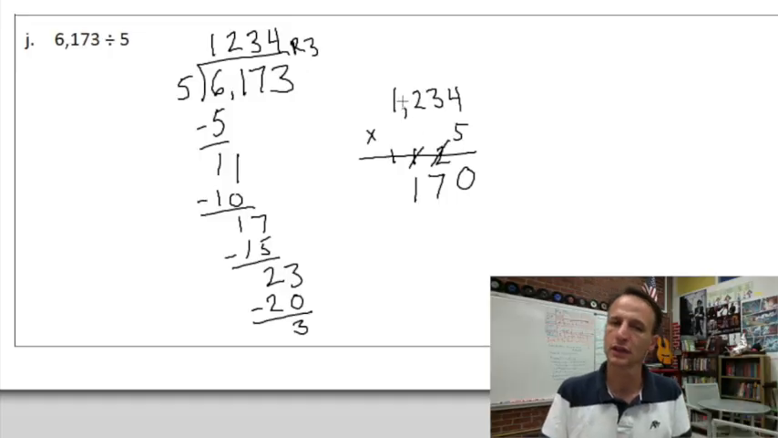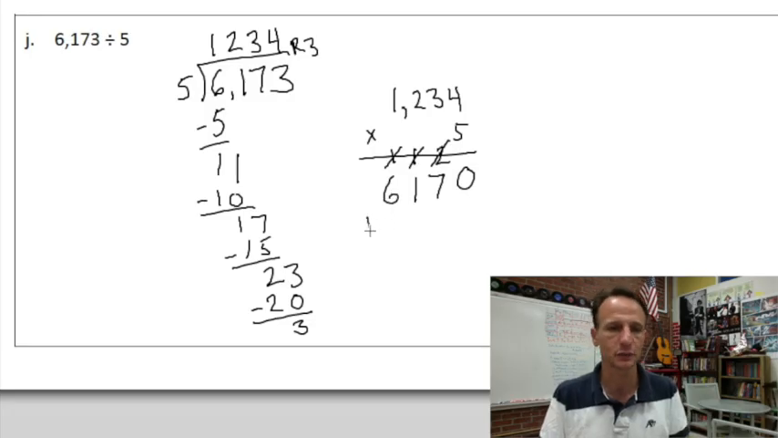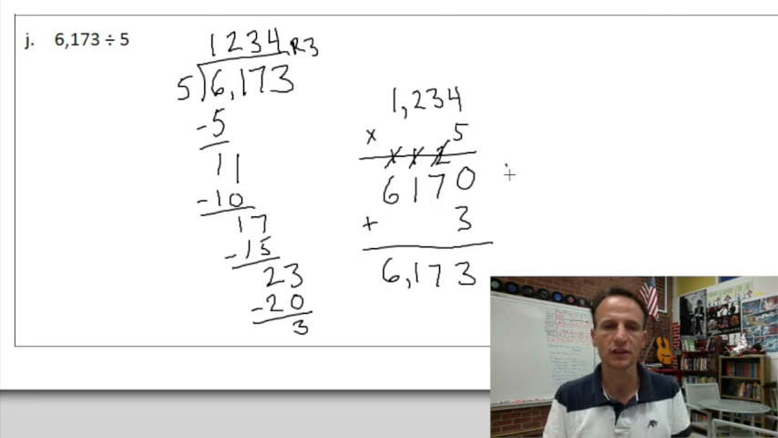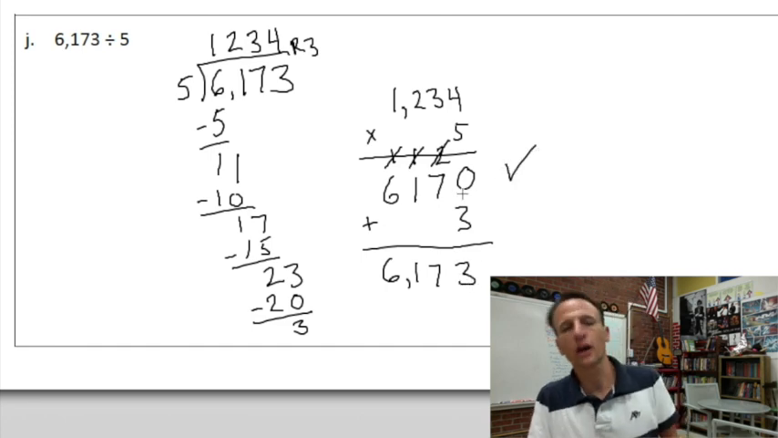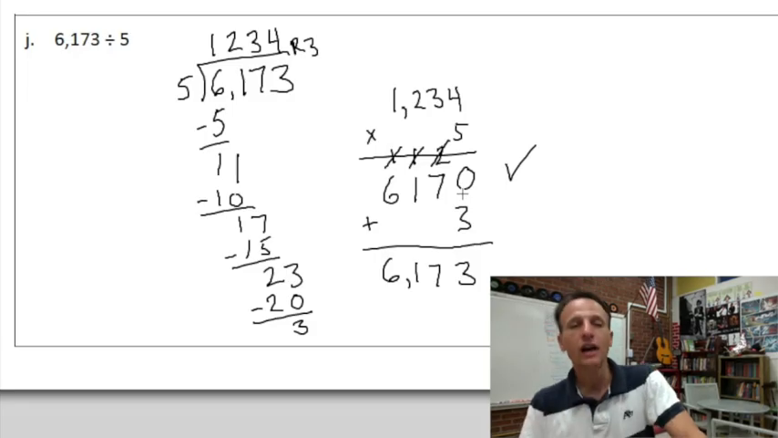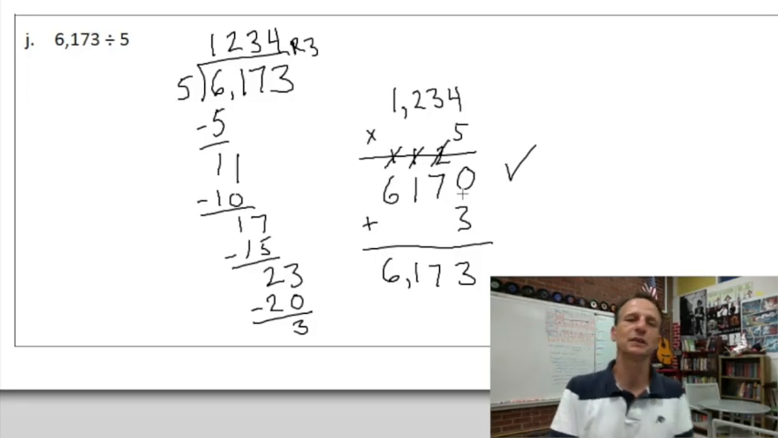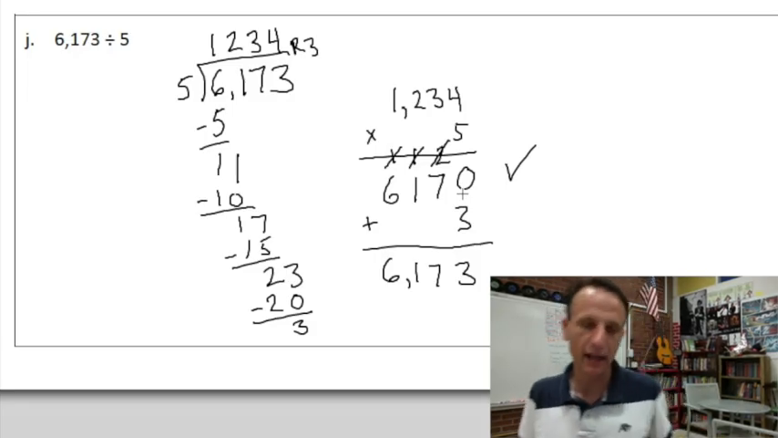5 times 1 is 5, plus 1 is 6, and as we already said, we need to add in that remainder of 3, which you can see without really breaking the brain bank is 6,173, so it checks out. We are almost there! It's like climbing Mount Math tonight.